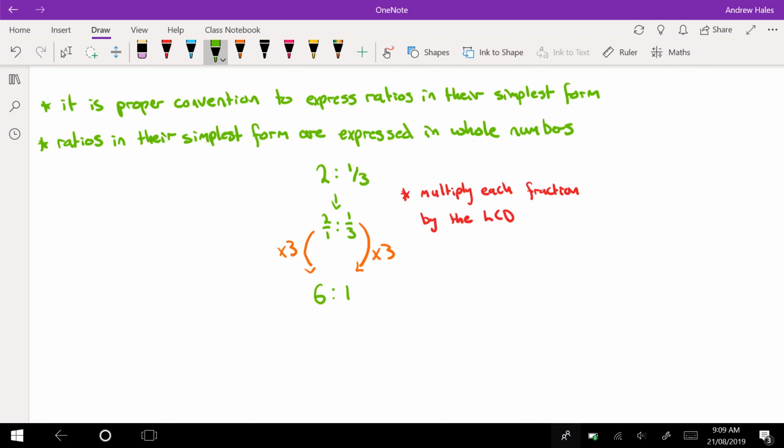If I was to go back to my original ratio, so my 2 to 1/3, you see that there are 3/3 in one whole number. So for every one whole number, there are 3/3. So for two whole numbers, we should expect 6/3, which is what we can now see in our ratio below, our final simplified ratio of 6 to 1. We should have 6/3, we should have 1/3 for every two numbers. 1 part to what should be 6 parts. Okay?